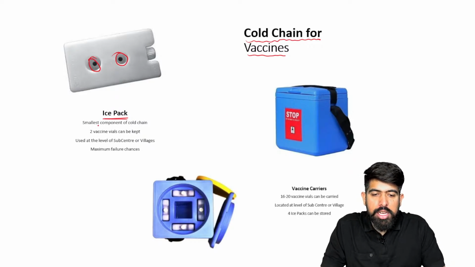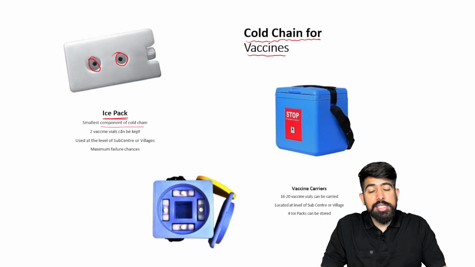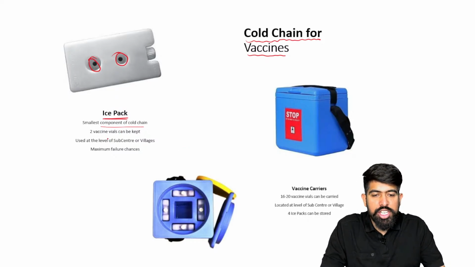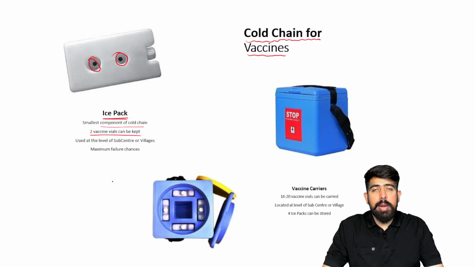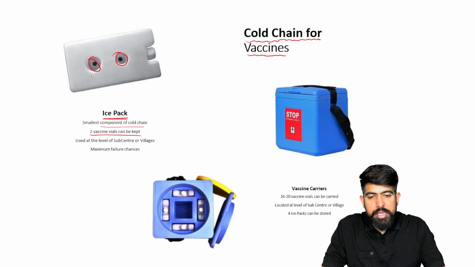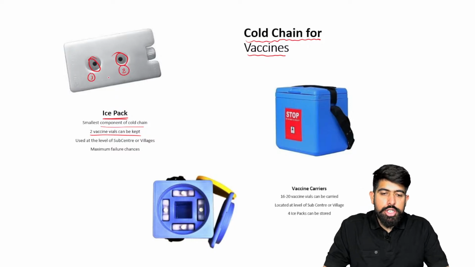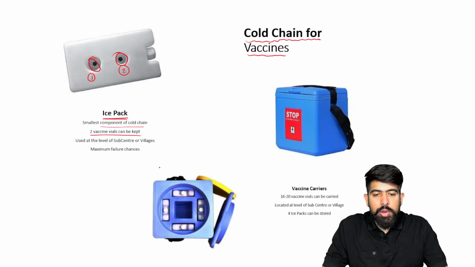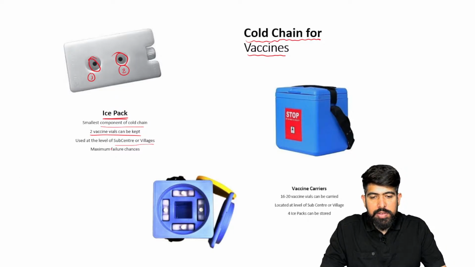This is the smallest component of your cold chain. Please remember, the two vaccine vials should be kept in this: one should be here, the second should be kept here. And where do we use this? Yes, this will be used at the sub center or the village, right? And please remember, it has the maximum failure chances.